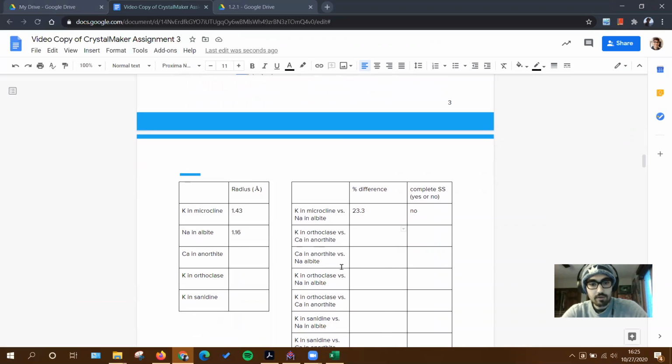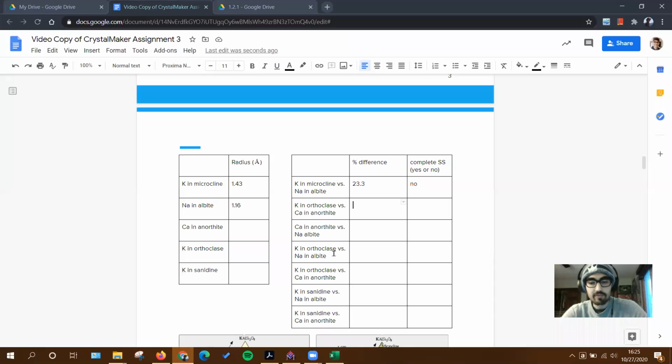Using that tutorial, you should be able to get through the rest of this table fairly easily, and then you'll have some questions below.